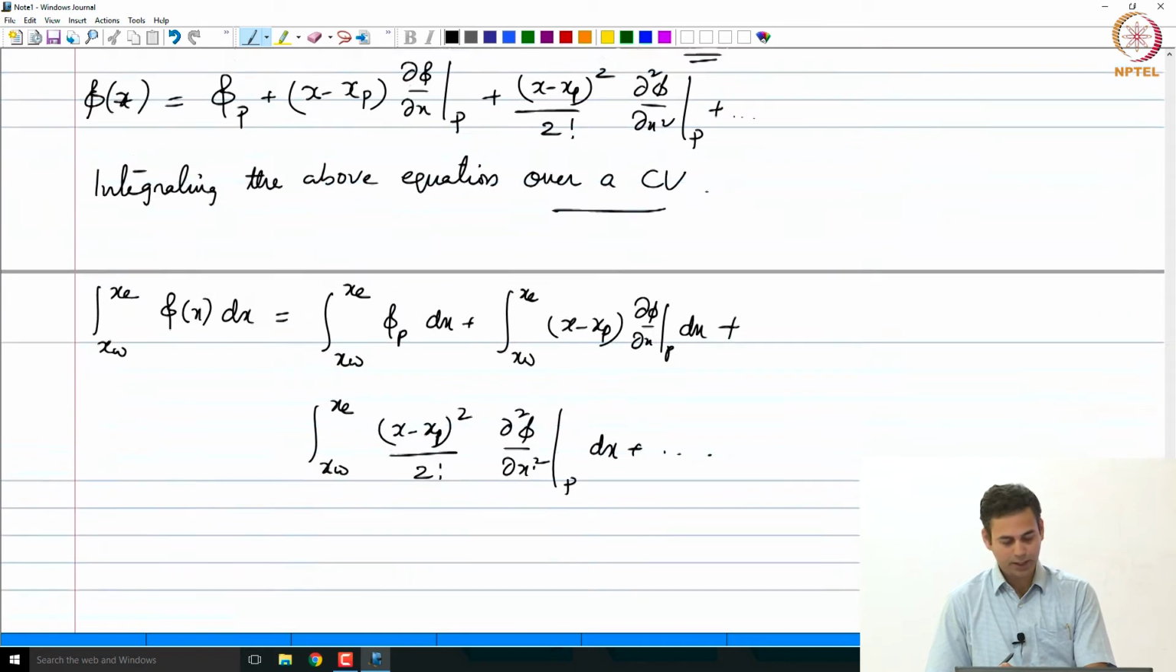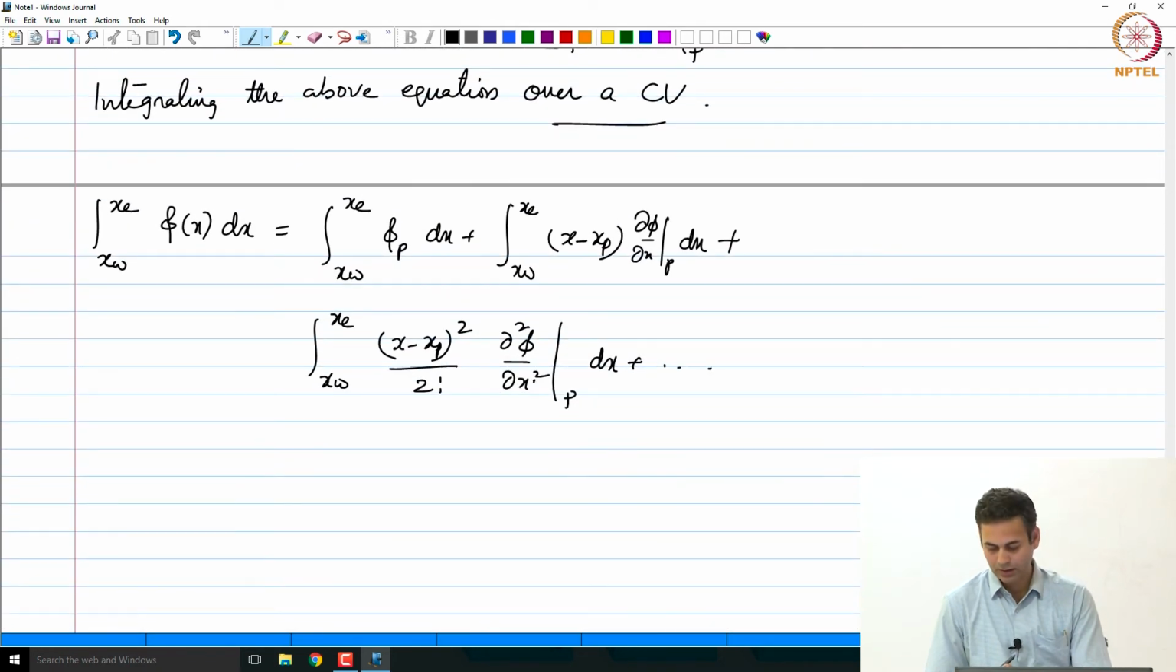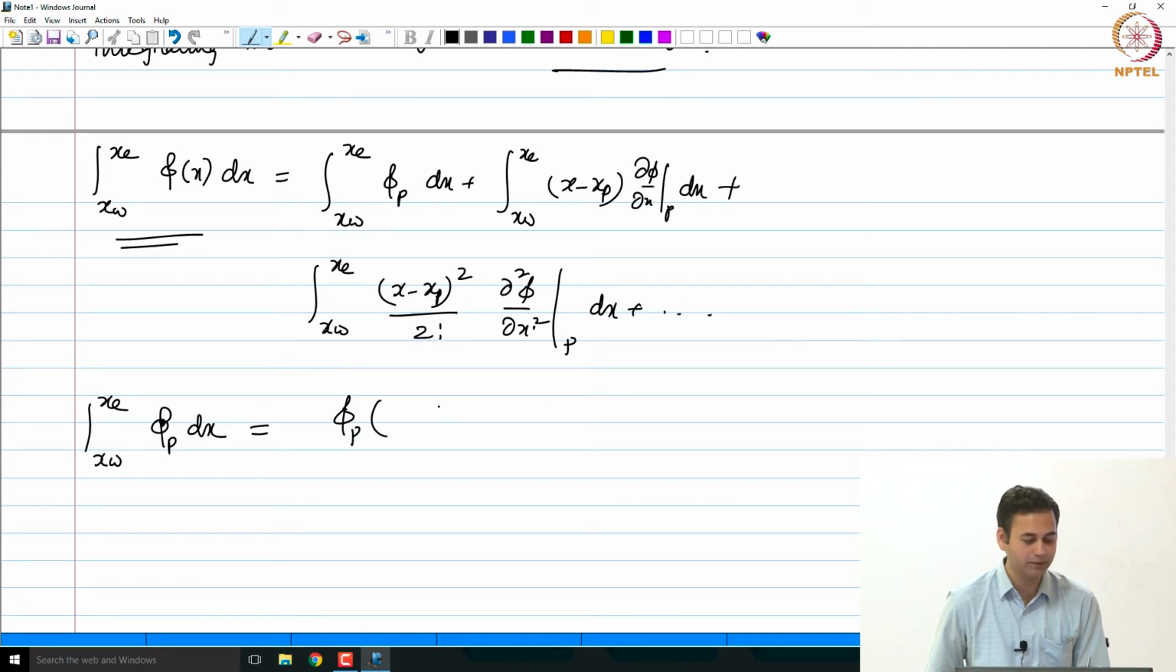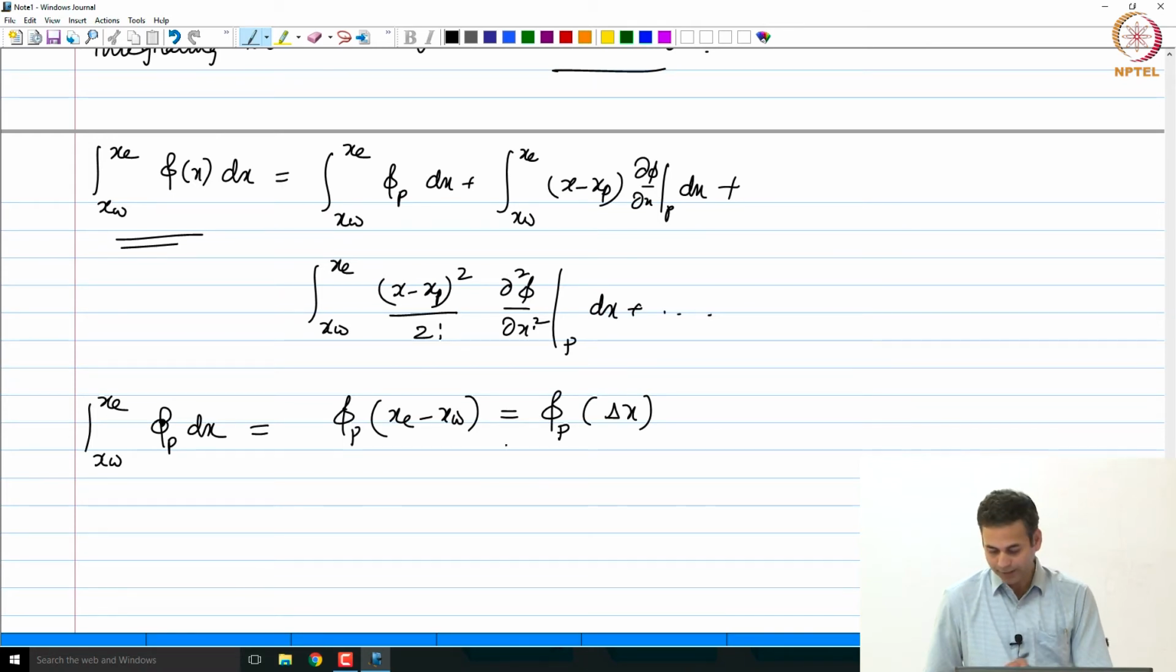All right. So, let us leave the left hand side as it is and consider each and every term on the right hand side. What will be the first term on the right hand side? Integral x west to x east phi p dx. What will this be? Phi p is constant. So, phi p times x is what you would get, and substitute the limits, that is x east minus x west.